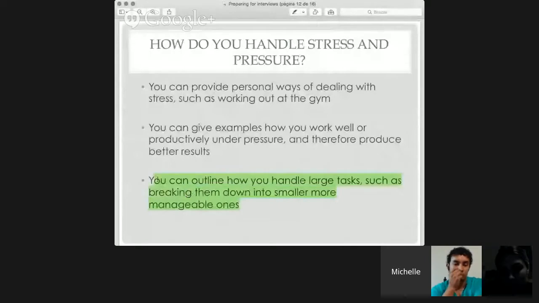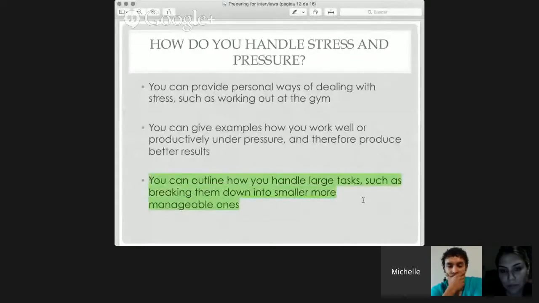So my answer to this would be that I work productively under stress, that I need it to fuel me and to motivate me. But if you're not like that, and if stress stresses you out and makes you not work well, this is my advice.